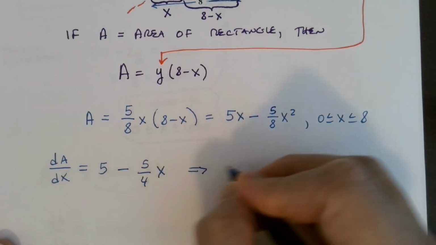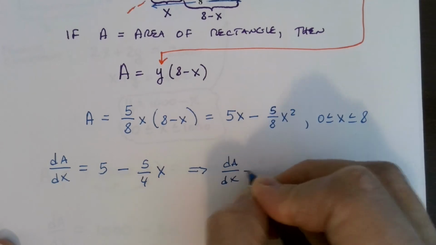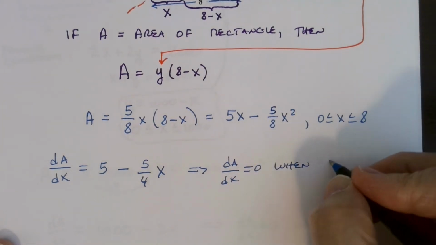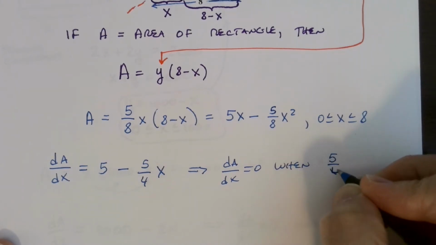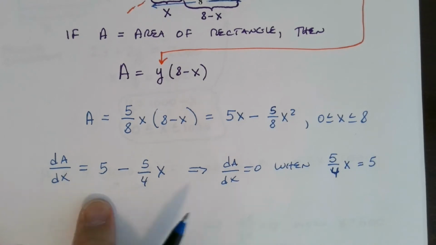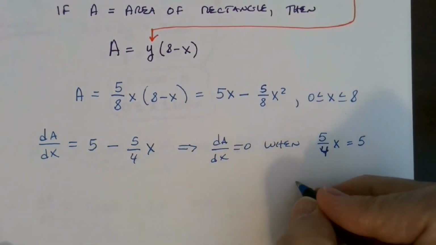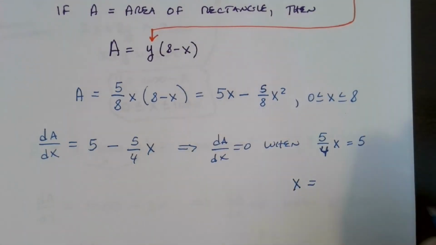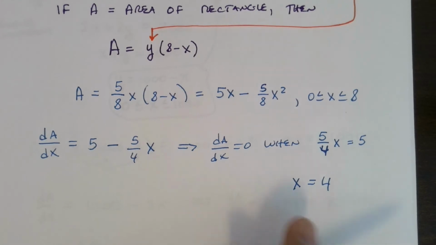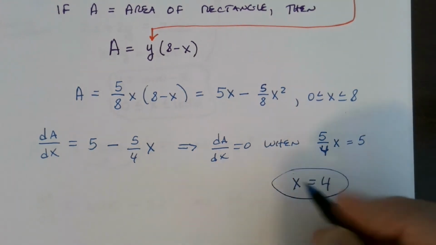And very easy, the derivative is 0 when 5/4 x is equal to 5, right? If 5/4 x equals 5, this difference is 0, or when x is equal to what? 4. 5/4 of 4 is 5. So when x is 4, that's a critical point, right? That's a critical point.